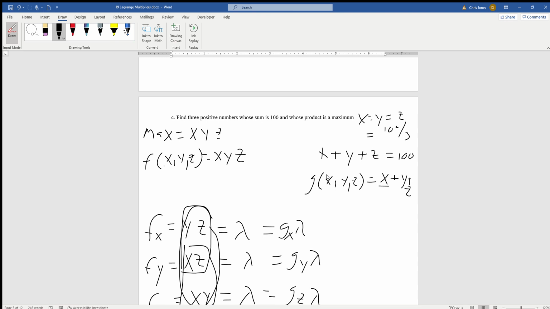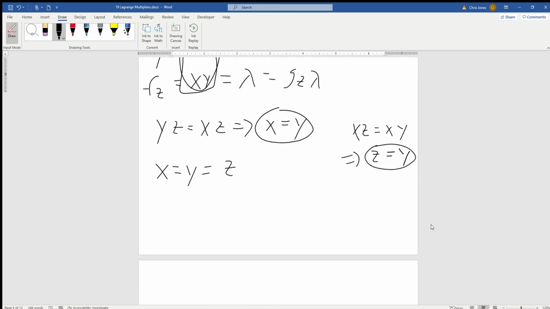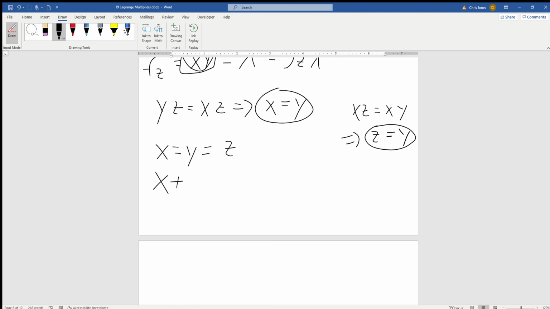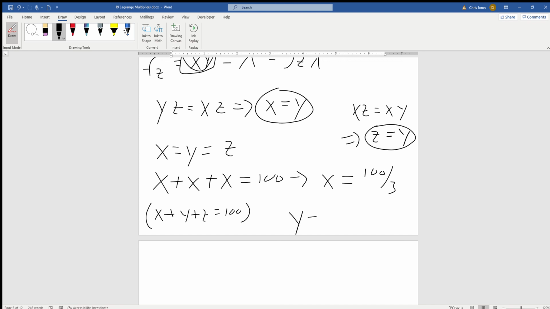We can go back up. We can substitute right here. So we get that x plus x plus x, and remember we had x plus y plus z, was equal to 100. So we have 3x equals 100, and we can clearly see that x is 100/3. And that also means that y and z are 100/3 as well.